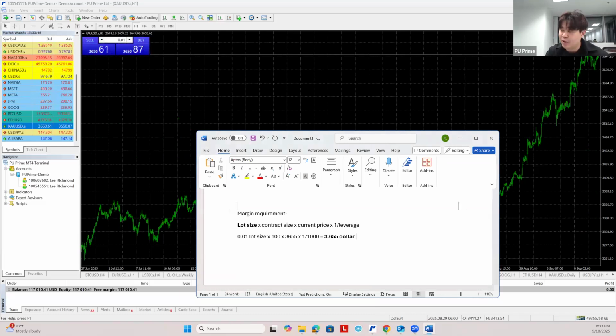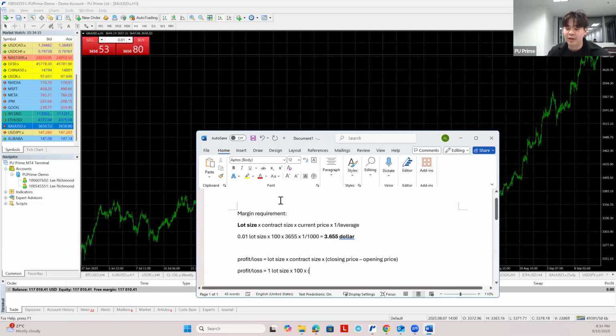And then the second step is you need to understand profit and loss. That's why this is the point where the lot size becomes important. Because profit and loss calculation is lot size times contract size times closing price minus opening price. So let's say if I want to trade 1 lot of the gold, and I expect gold price, currently 3650, might be going up until 3675. So I just minus, to look at how much I'm going to earn if the gold price really is going to reach the price here.